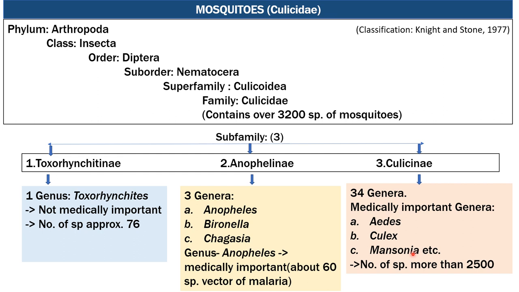The classification presented in this slide was proposed by Knight and Stone in 1977. After this classification of Knight and Stone, many changes have taken place at different times. Specially, reclassification of tribe Aedini under subfamily Culicinae brought major changes in recent classification.